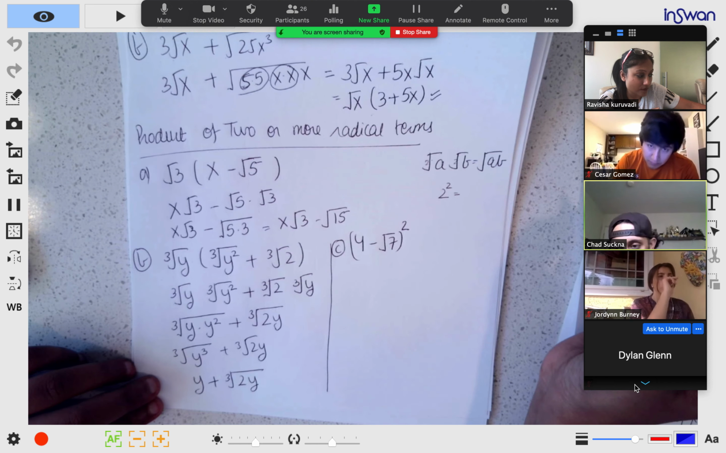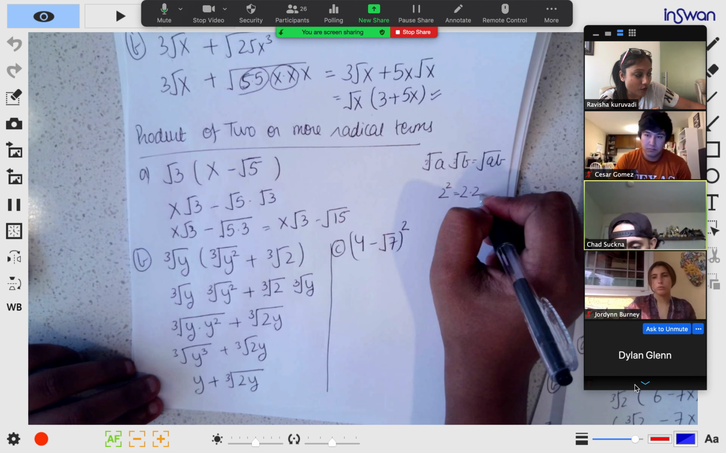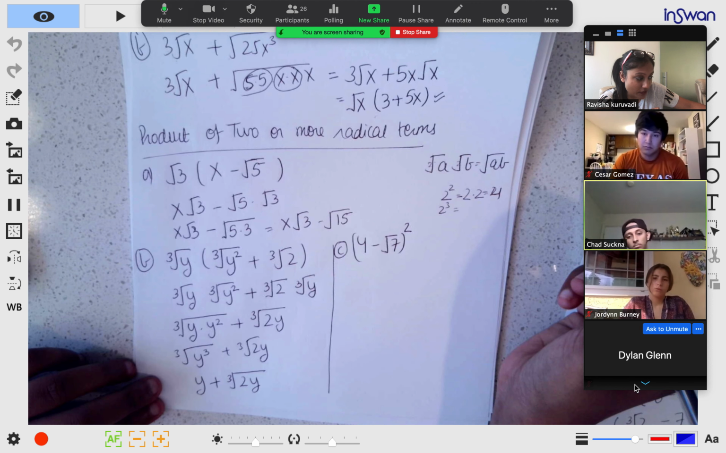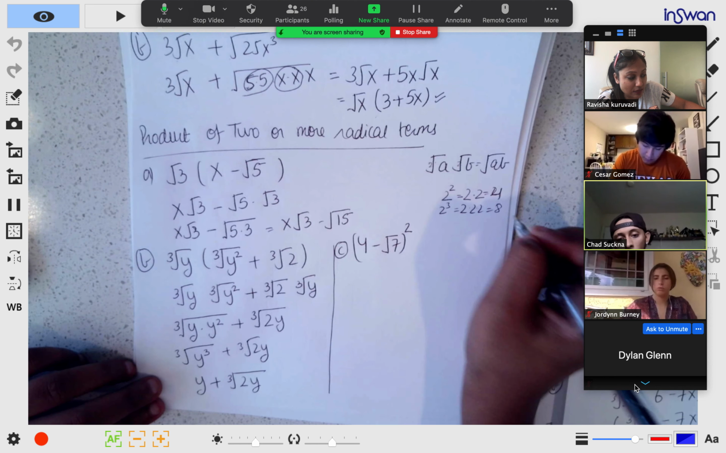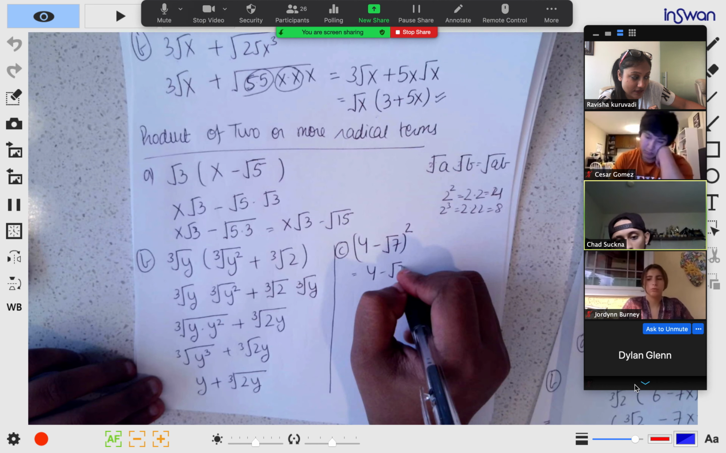It means 4. So you're multiplying 2 twice, right? So you get 4. What is 2 cubed? 2 cubed is 8. So you're multiplying 2 three times, right? So when you have this square, this basically means you're multiplying this whole thing twice.